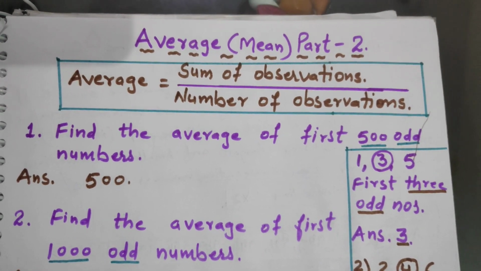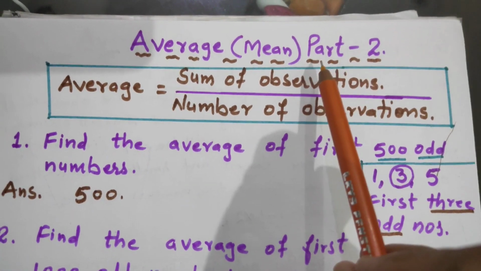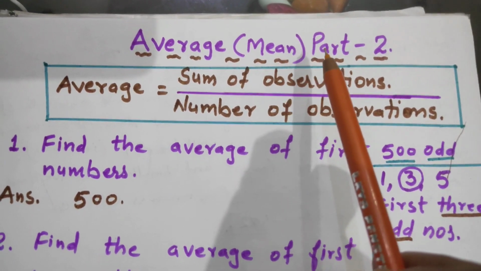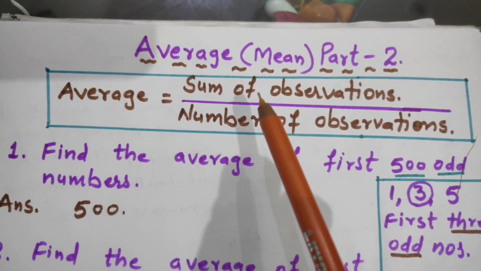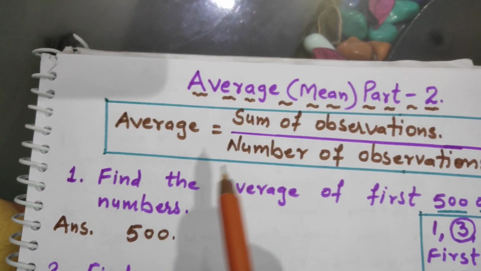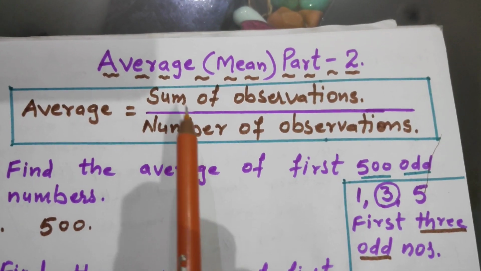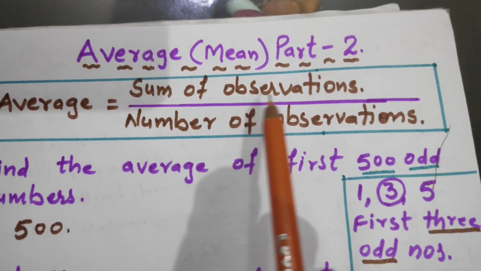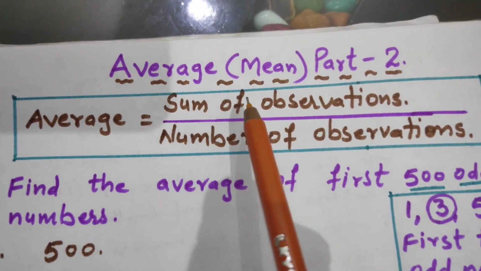So earlier we did average or mean of the numbers part 1, in which we learned how to find the average of any consecutive numbers, and in today's lecture we will learn how to find average of odd or even numbers, right? I hope you remember this formula of average, although we are not going to use it, but you must know the concepts. So sum of observation divided by number of observations gives us average of any numbers, right?